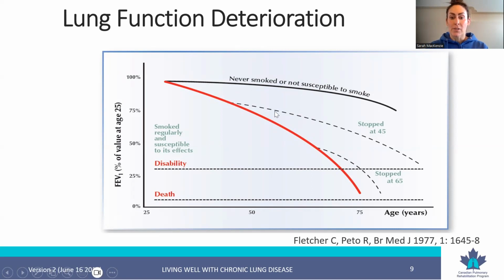So the dotted lines show what happens to your lung function decline if you quit smoking. So the first one is if you stopped at 45. So notice how the rate of lung function decline is now the same, but there's a little bit of damage. Okay? And same at 65. You slow the rate of lung function decline if you quit at 65, but there's quite a significant amount of damage. Okay, so it's never too late to quit smoking with the goal of slowing the progression of your lung disease and preserving the lung function you have left.